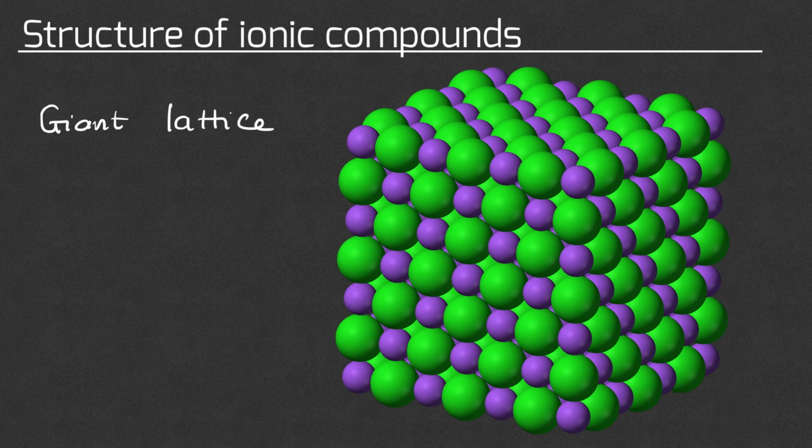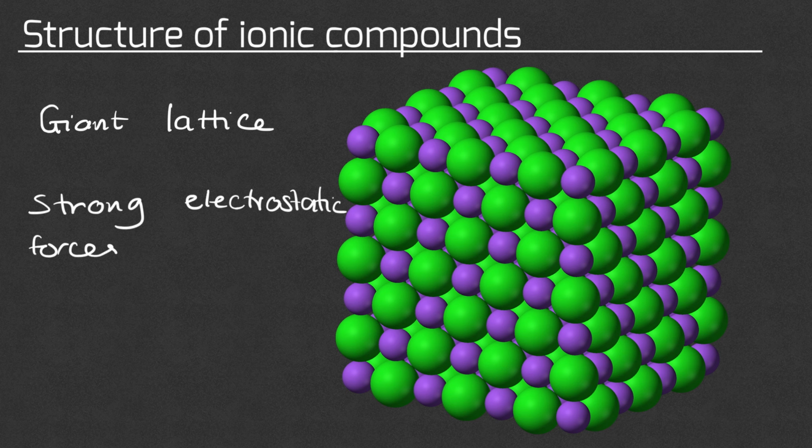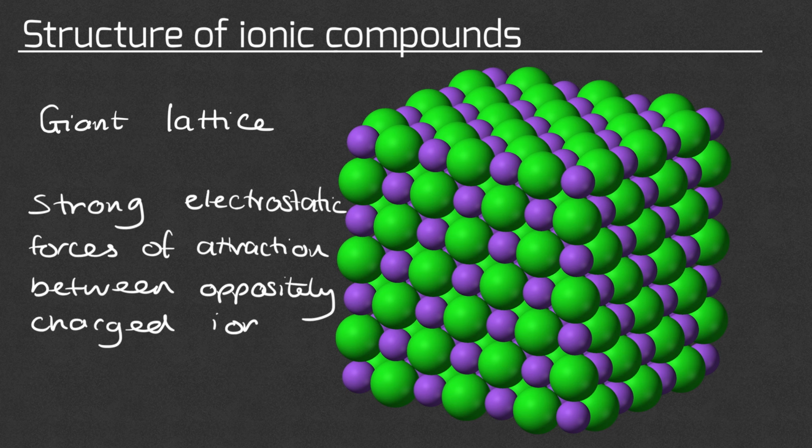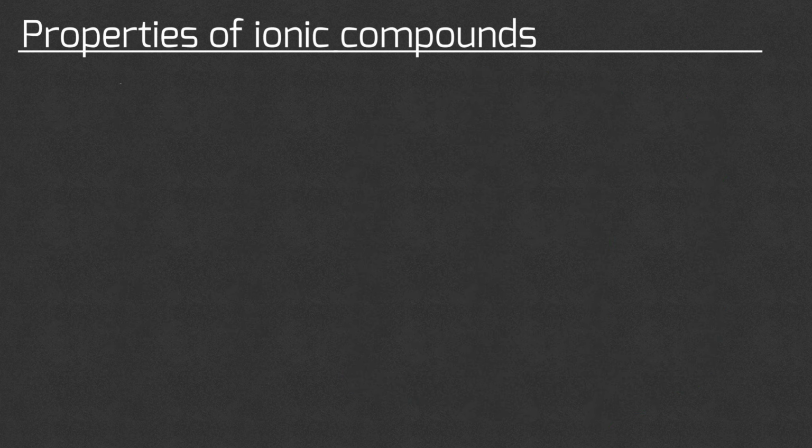Ionic compounds have a giant lattice structure, as shown here. And they have strong electrostatic forces of attraction between oppositely charged ions. There are three properties of ionic compounds you need to be able to know and explain.